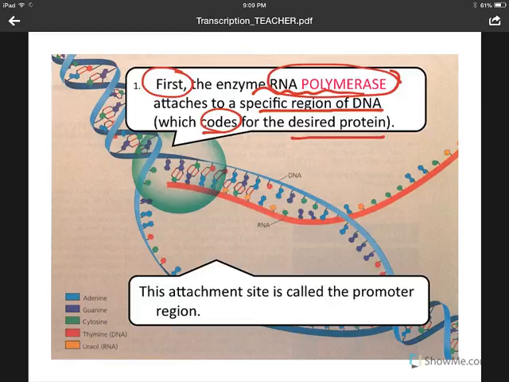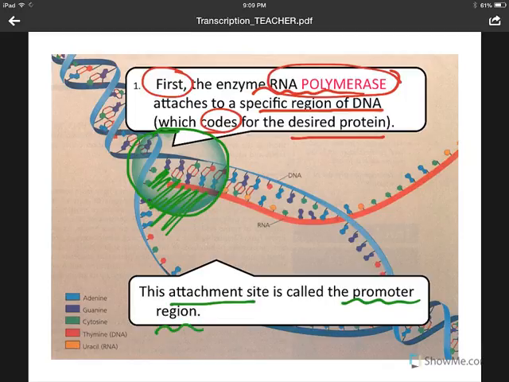In DNA replication, it was helicase, but here it's RNA polymerase. So that is this green circle here. That attaches to the site where we want to make this protein. And it's going to break those bonds, kind of like the helicase did, and unwind that helix. This site that it's attaching to is called the promoter region.